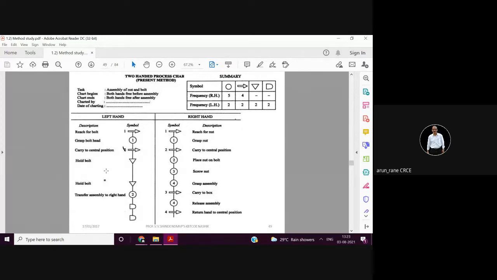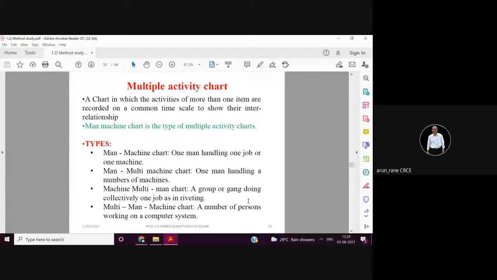then आप उसको टाइट करो, that is nothing but screw the nut, and then entire assembly you keep it to the box, nut and bolt का assembly, ठीक है। So you have to check now, how you can improvise this, how you can improve this, then you have multiple activity charts.